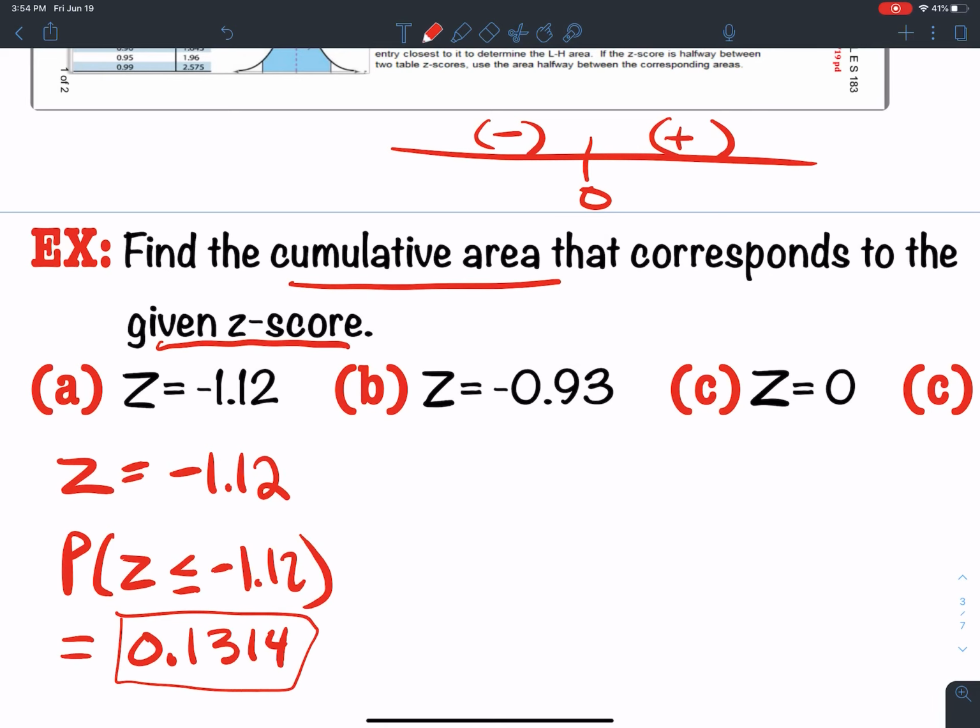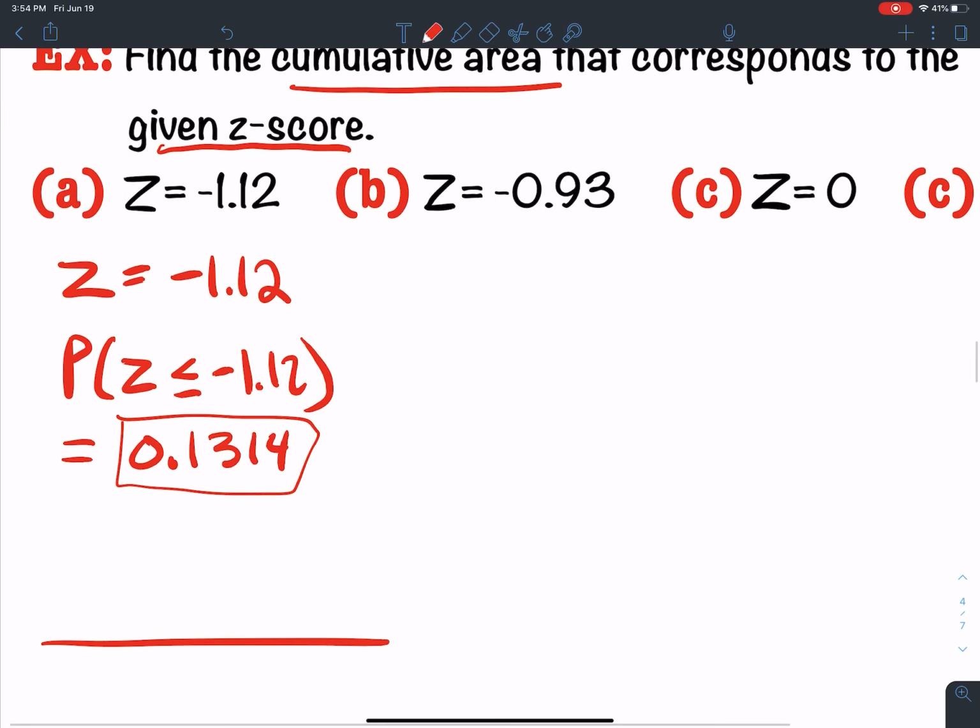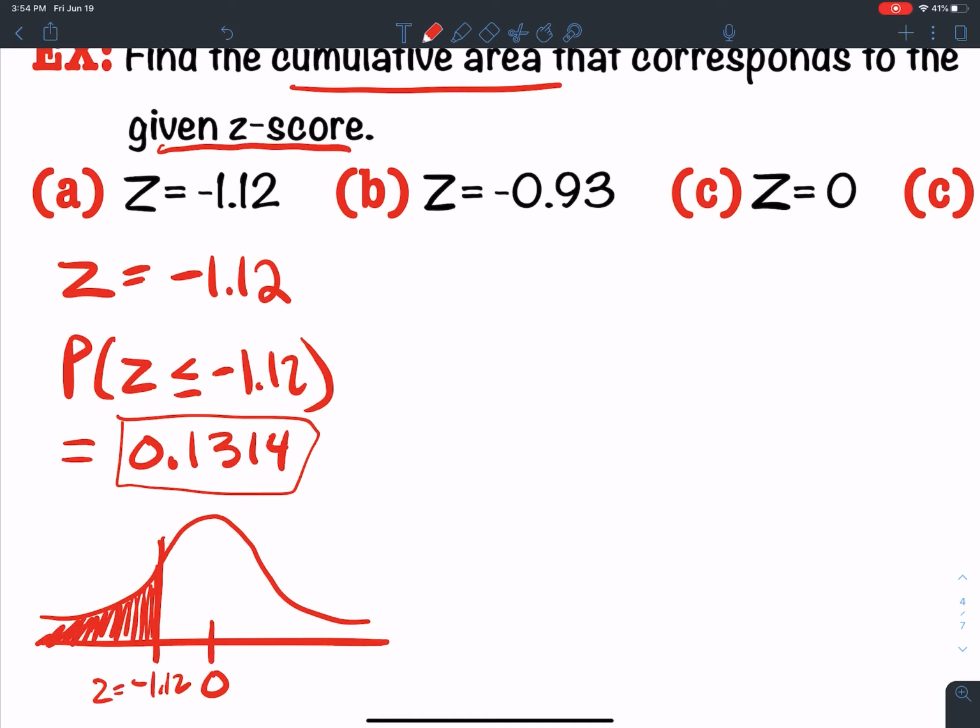Okay? Why is it less than or equal to? If you do the shading of it, 0's in the middle. Negative 1.12 is here. The z values are less than or equal to, I shade to the left. That's cumulative area, shading to the left.